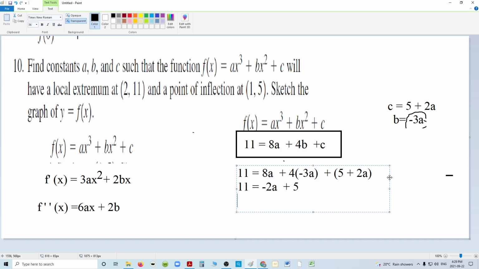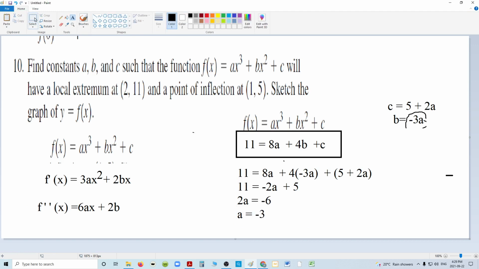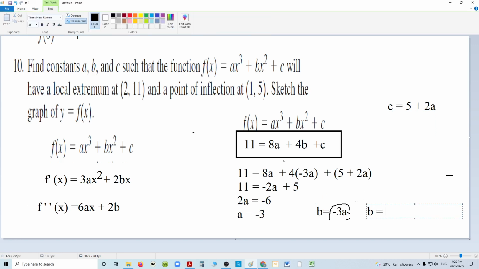So I'm going to get the 2a to the other side, and I get 2a is equal to 5 minus 11. What's 5 minus 11? It is minus 6. So I finally get a is equal to minus 3. So I have my a. If I have my a, I therefore have my b as expressed right here. If b is equal to minus 3a and a is minus 3, then b is equal to 9.